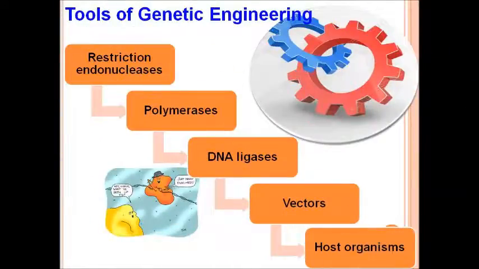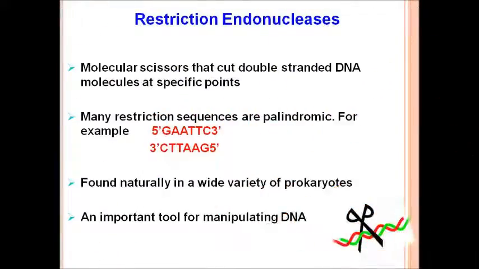Now, let's discuss what tools are needed to accomplish this task. So, the magic wands include restriction endonucleases, also called restriction enzymes, DNA polymerases, DNA ligases, vectors, and host organisms. Let's now try understanding each tool one by one. First comes the restriction enzymes.